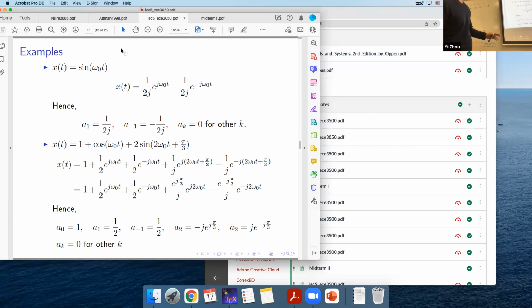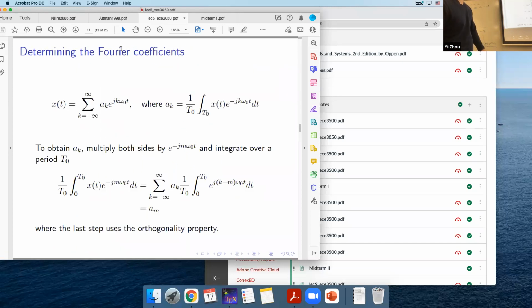For this one, there are two approaches, right? First of all, you can follow this formula. Now x(t) is given as sine omega naught t. So plug it in, calculate this integration, and obtain this ak. Once you have the ak, you have this Fourier series. So the key is to calculate this ak.